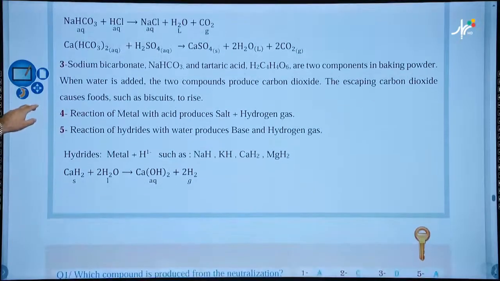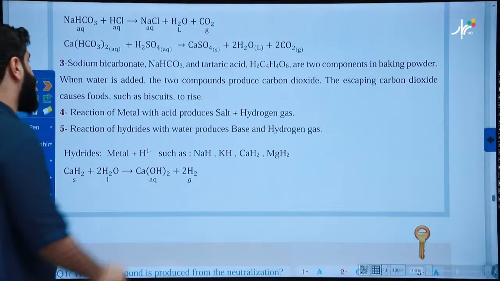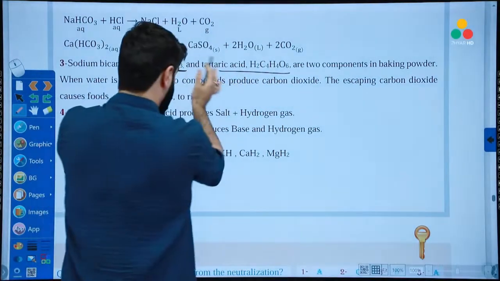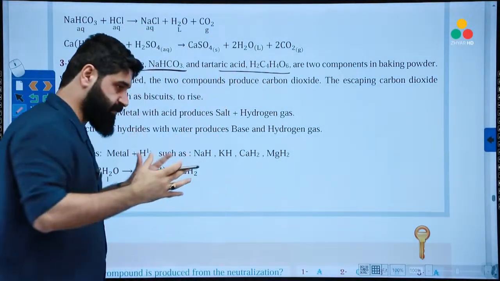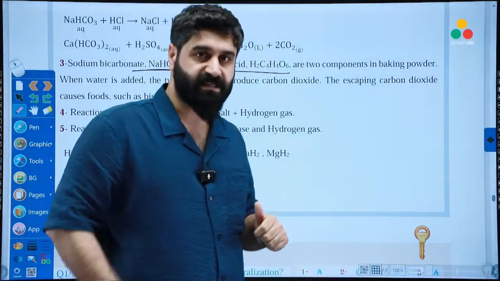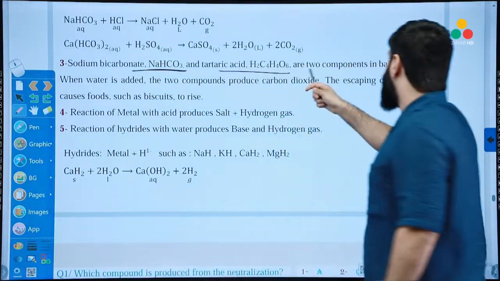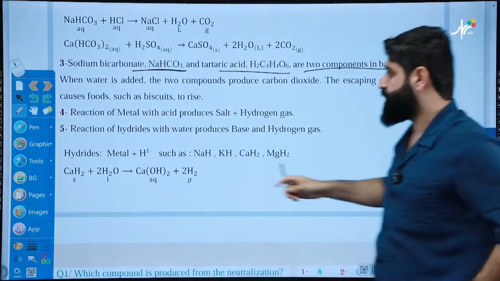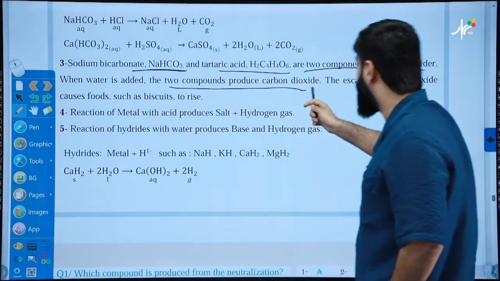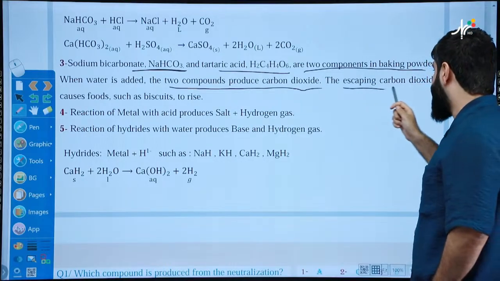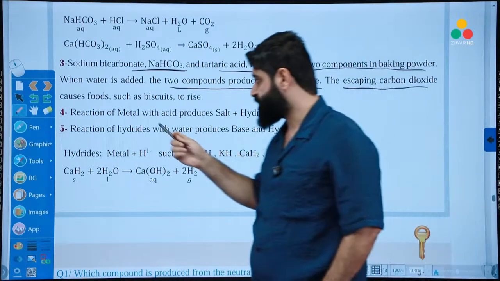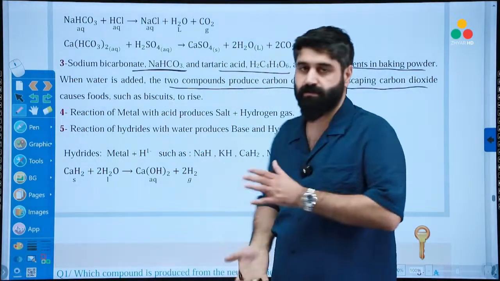Think about baking powder. Baking powder contains sodium bicarbonate and tartaric acid. If we mix them in their aqueous solutions, carbon dioxide gas must be released. These are the two components of baking powder. When water is added, the two compounds produce carbon dioxide that escapes. The escaping carbon dioxide causes food, such as biscuits, to rise.